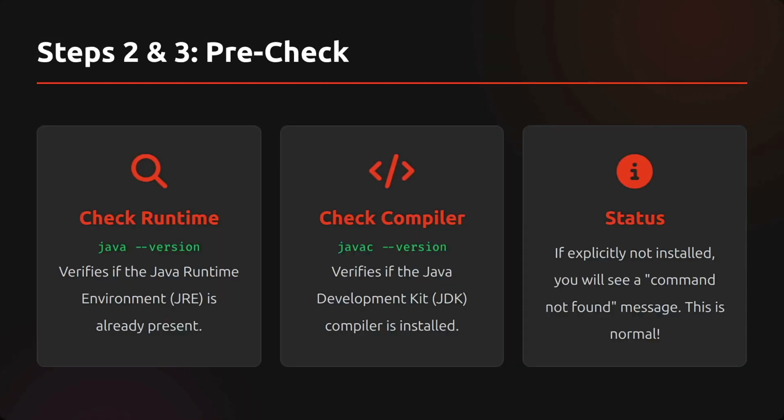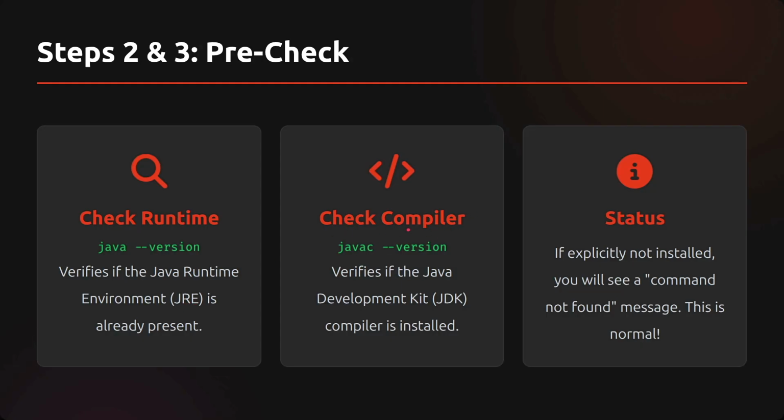Moving forward with step 2 and 3, these are pre-check steps to see whether we already have Java installed. To check the runtime, we'll be doing java -version. This will verify if the Java Runtime Environment is already available. JRE is a runtime environment provided by Java using which we can run Java applications.